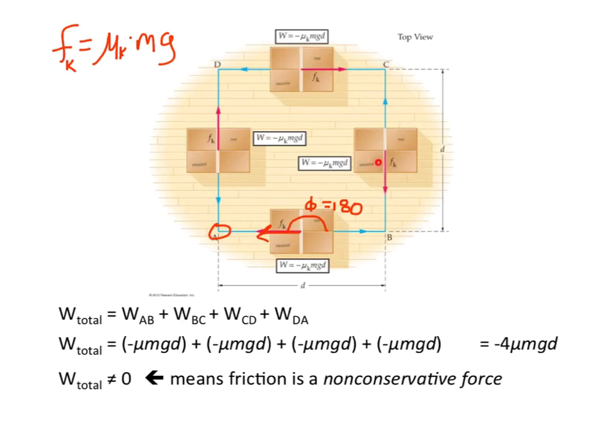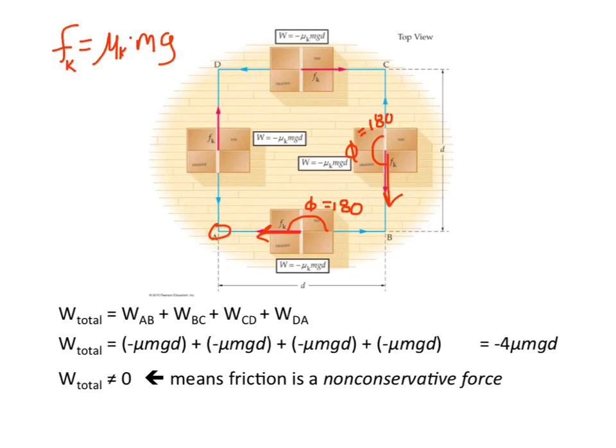But look at this one, though. We're going from B to C. We're not moving up or down. Remember, we're looking down on the floor from overhead, so the box isn't moving up or down. It's just changed direction on a horizontal floor. So the direction of motion is from B to C, but you'll notice that the friction force is against the direction of motion. So once again, phi equals 180 degrees as well.